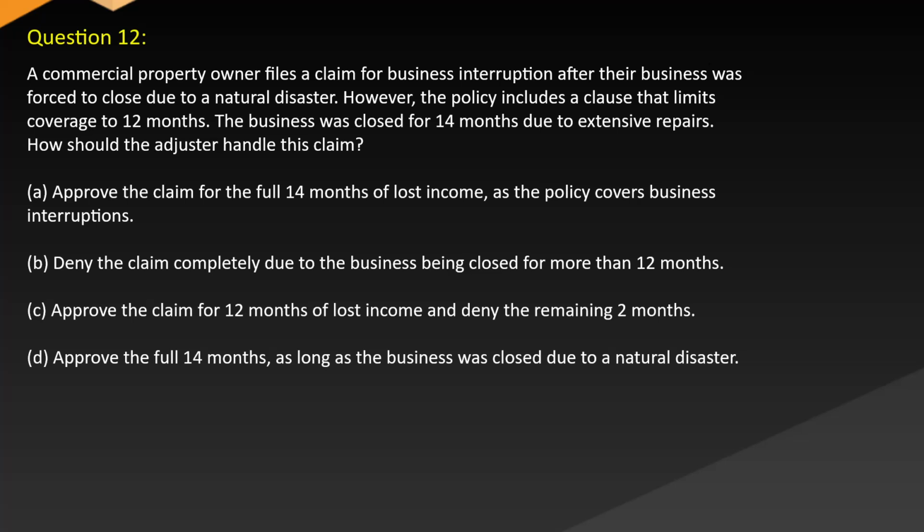A. Approve the claim for the full 14 months of lost income as the policy covers business interruptions. B. Deny the claim completely due to the business being closed for more than 12 months. C. Approve the claim for 12 months of lost income and deny the remaining 2 months. D. Approve the full 14 months as long as the business was closed due to a natural disaster.